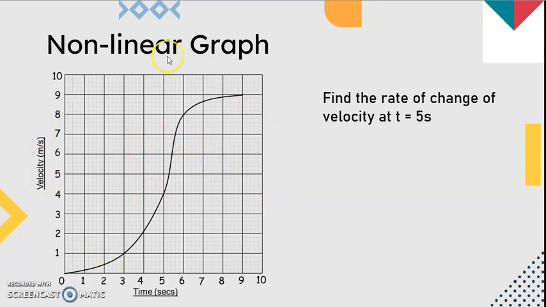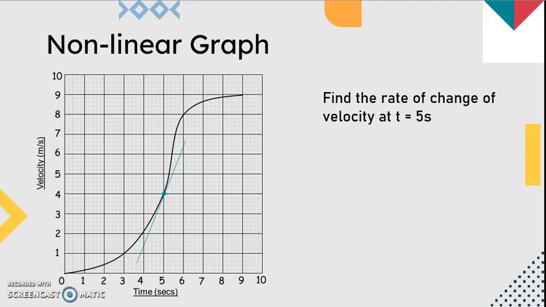Given that you have this graph, find the rate of change of velocity at t is equal to 5 seconds. So we know t is equal to 5 seconds is here. So what you do? Draw a tangent. So this is a tangent. This tangent is a straight line that just touches this point here, t is equal to 5 seconds. Do not overlap this tangent with this point. Do not, it just touches. Okay?